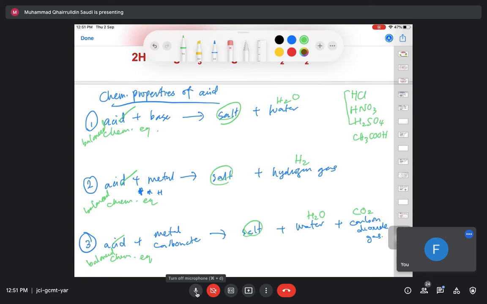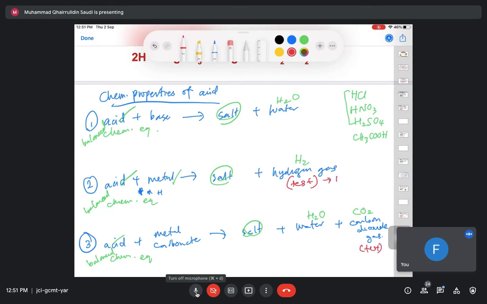Formula for base, you can also find. Formula for metal is the easiest. Formula for metal carbonate, just react your metal with the carbonate ion. So you should know how to write the balanced chemical equation. Next, you should know how to test for hydrogen gas. You should also know how to test for carbon dioxide gas.